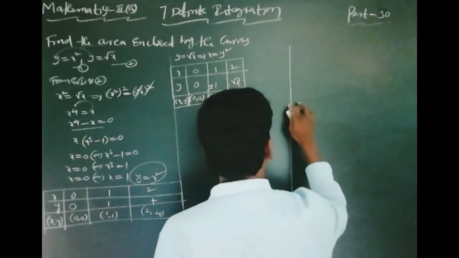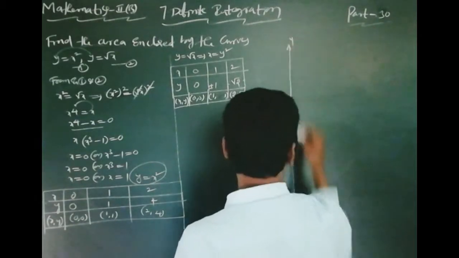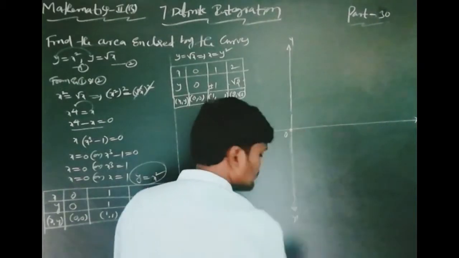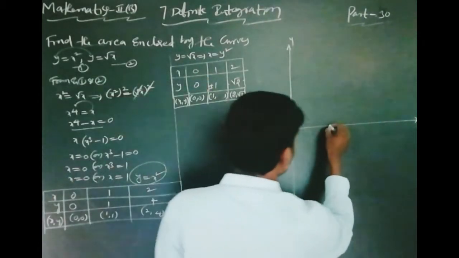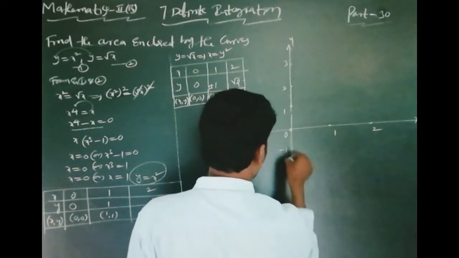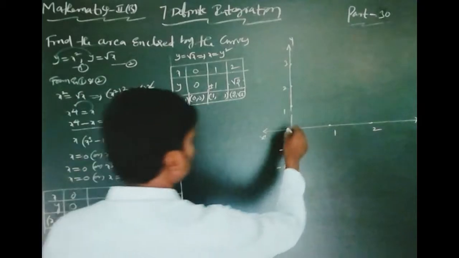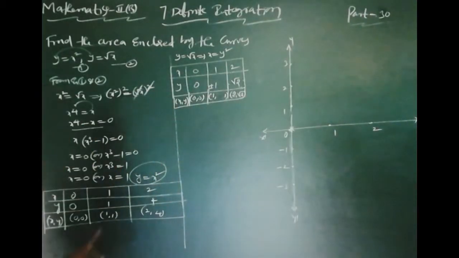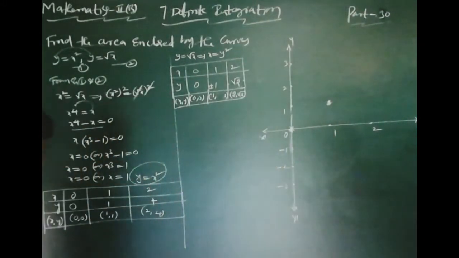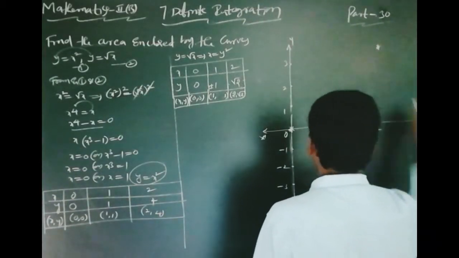This one is the y axis. This one is the x axis. Origin. You can write 1, 2. This one is 1, this one is 2, 1, 2, 3, minus 1, minus 2, minus 3. After that, x value is 0, 0 comma 0. 1 comma 1 point is this one. Next 2 comma 4, this one is 2, this one is 4. You can write this is 2 comma 4 point.